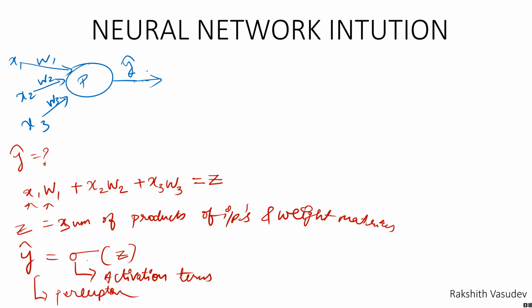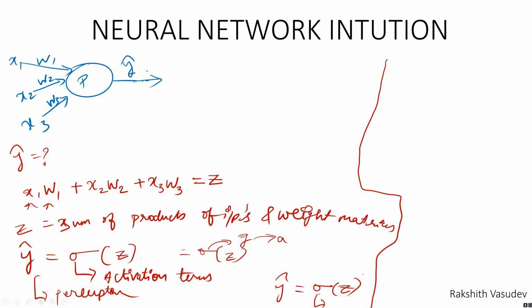It is basically a function of z, sigma of z, where sigma is the activation function. Sometimes people refer to it as g, or sometimes as a. They all mean the same. Basically what they're trying to say is the output is a function of the activation function with respect to z. That's it. The output of a perceptron is the activation function with respect to z. That is all there is that we should realize for the output of a perceptron.